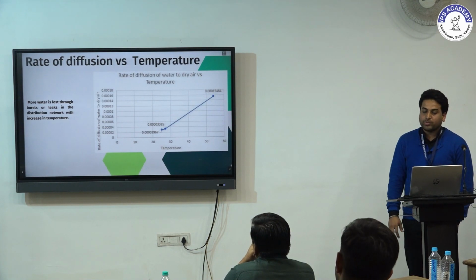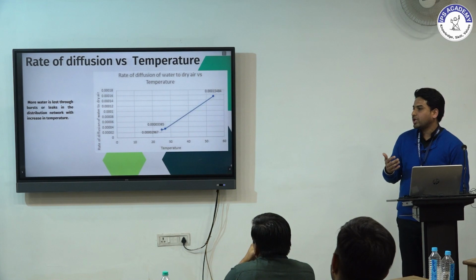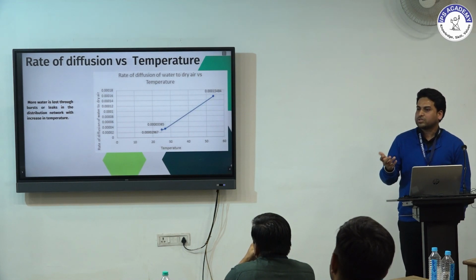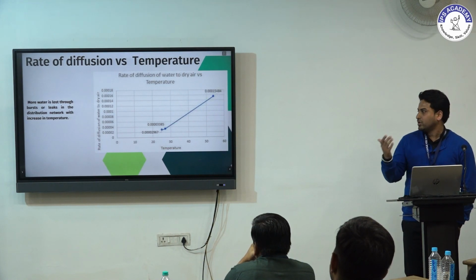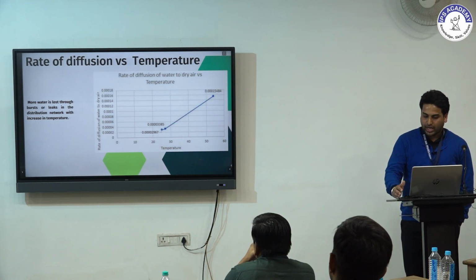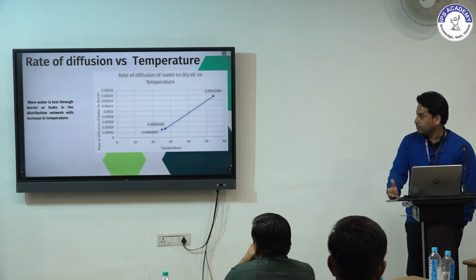And the rate of diffusion versus temperature means that if the temperature increases, because in our Gwalior region there are 8 to 9 months of summer-type season, due to this the temperature is continuously high in that particular place. Also, there is no rain from time to time.